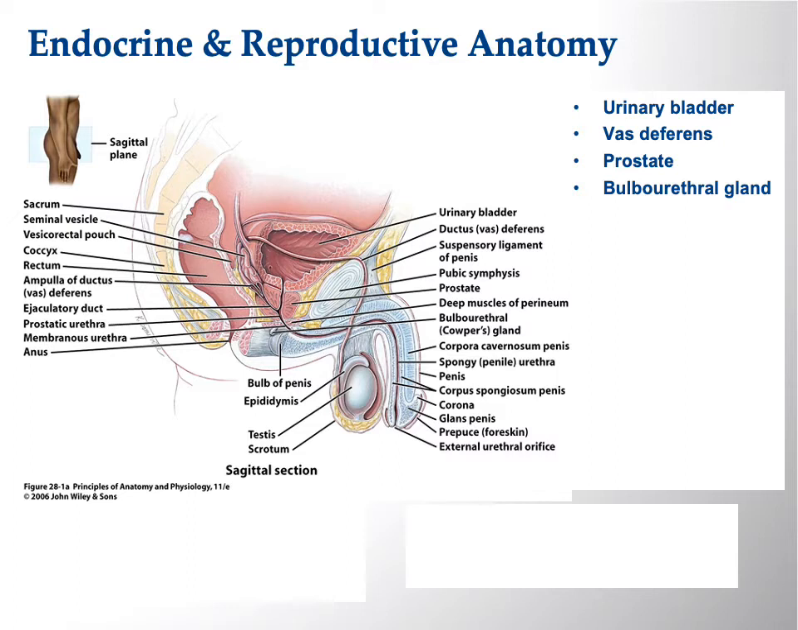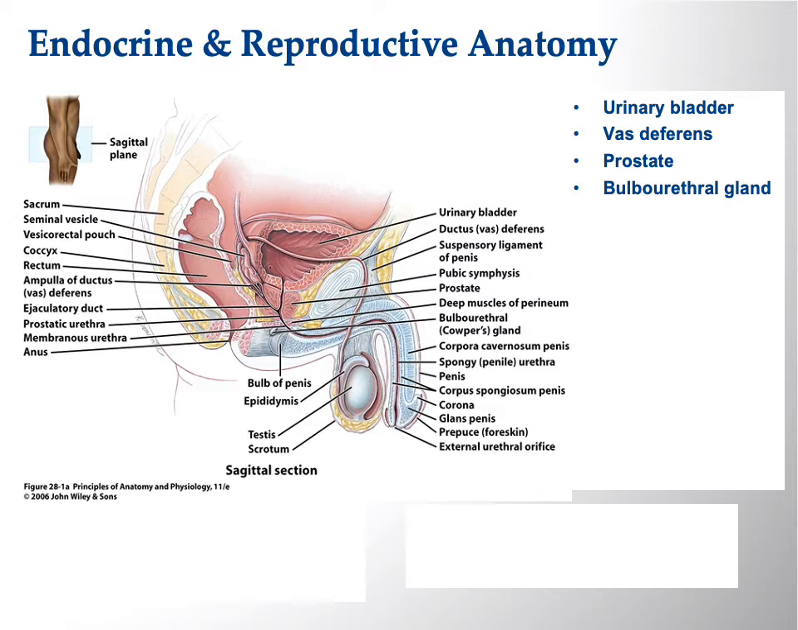The purpose of the fluid of the bulbourethral gland is to lubricate the glans of the penis to make penetration easier, all right? Because as we all know, lubrication is essential to make this work. So that's the purpose of bulbourethral fluid.